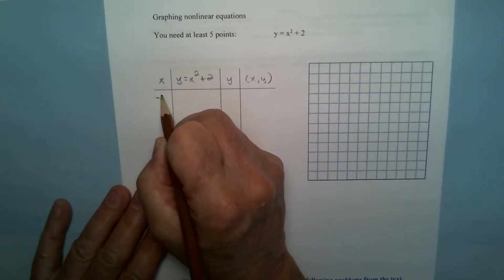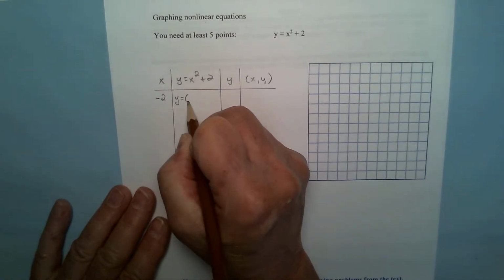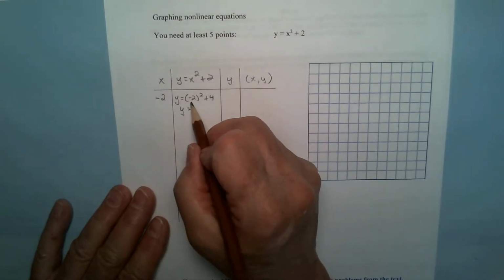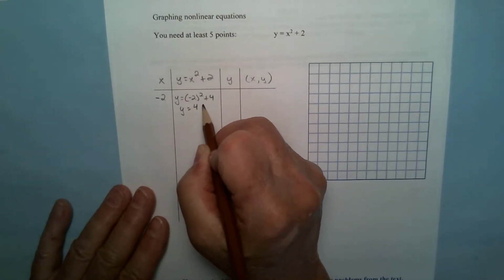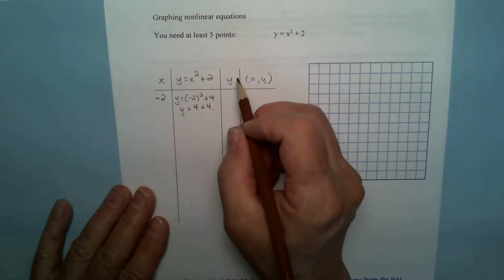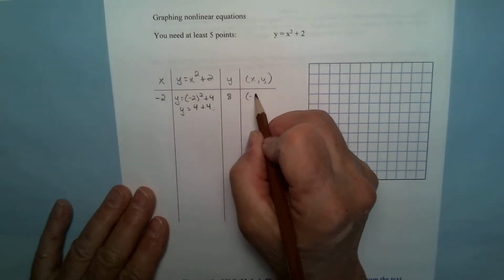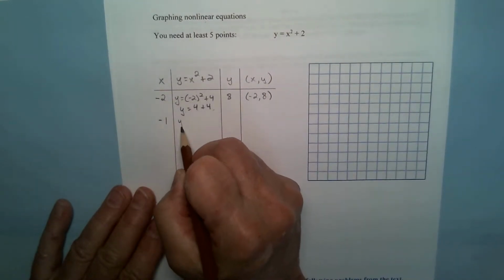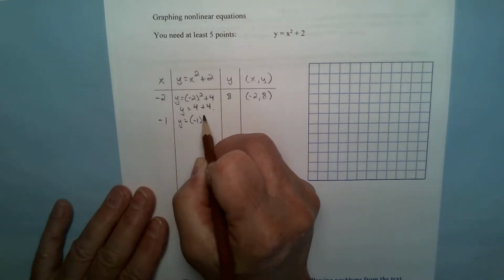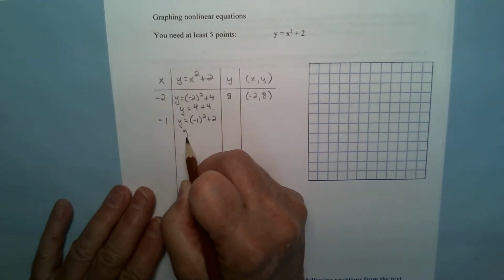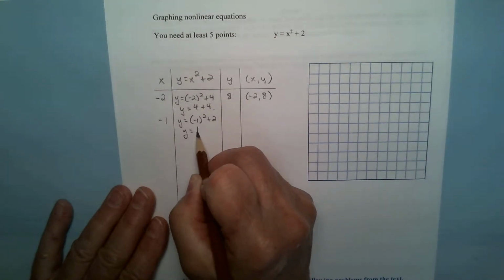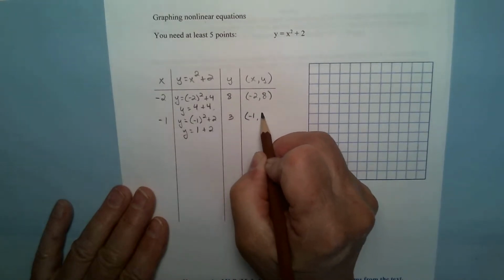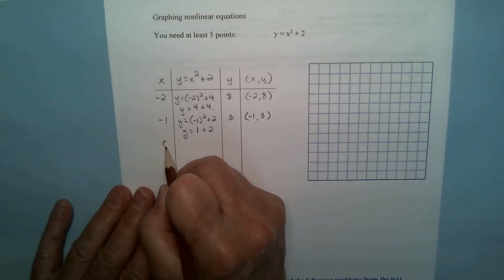So I'm starting with -2. Y is equal to -2 squared plus 4. Y is equal to -2 squared is 4 plus 4, and that's 8. I'm going to put it over here. So I have -2, positive 8. I'm going to do a -1 now. Y is equal to -1 squared plus 2. Y is equal to -1 squared is 1 plus 2. That's 3. -1, 3.